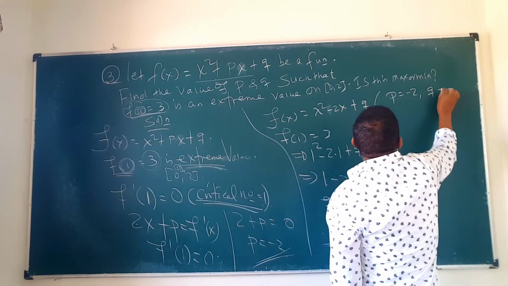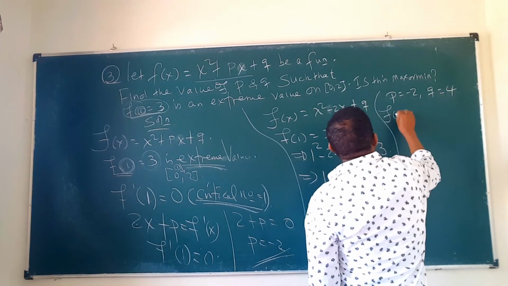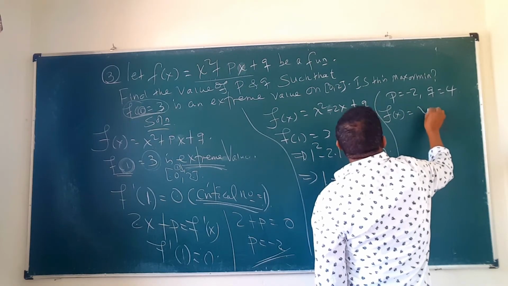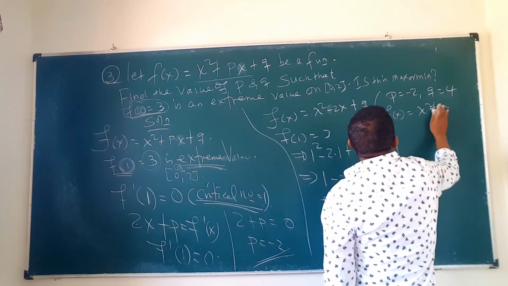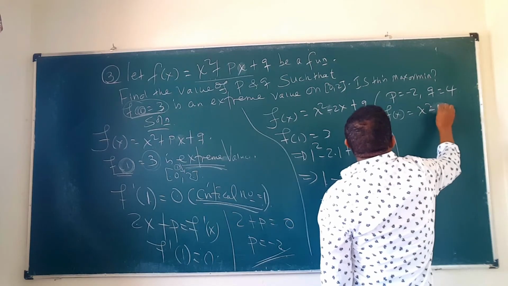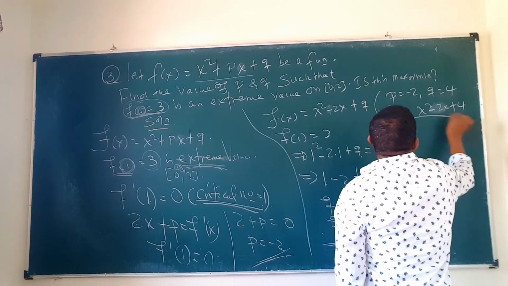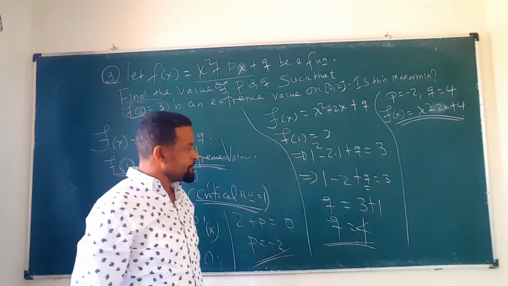The value of p is negative 2 and the value of q is 4. So now the function becomes x squared minus 2x plus 4. This is the function, okay?